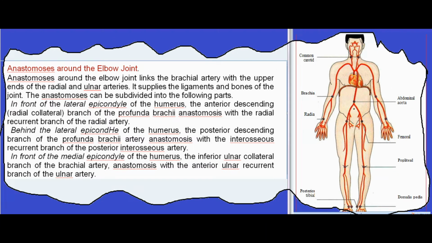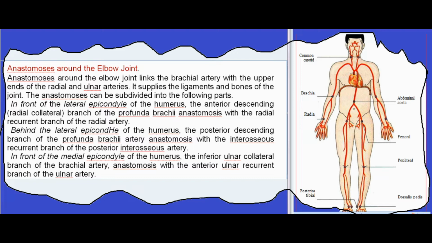Anastomosis around the elbow joint. Anastomosis around the elbow joint links the brachial artery with the upper ends of the radial and ulnar arteries. It supplies the ligaments and bones of the joint. The anastomosis can be subdivided into the following parts.